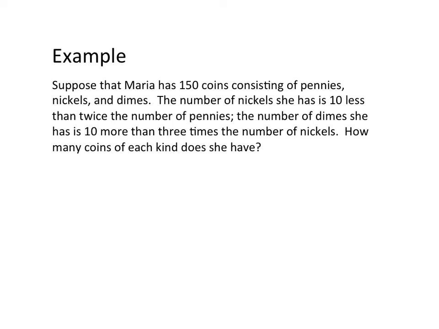So if we read, suppose that Maria has 150 coins consisting of pennies, nickels, and dimes. We just want one variable. So what should it be? Should it be the pennies, the nickels, the dimes?